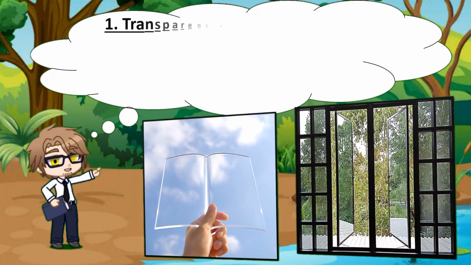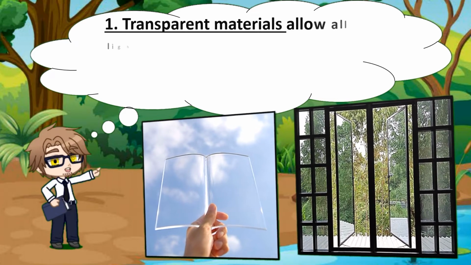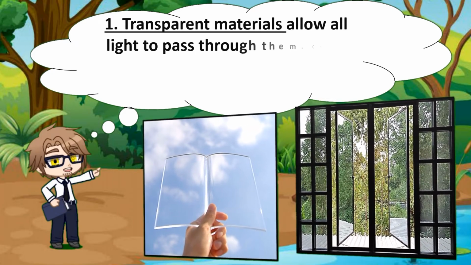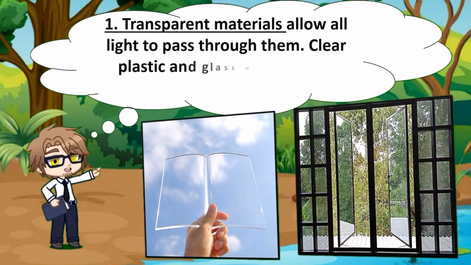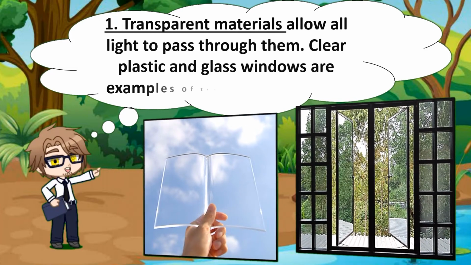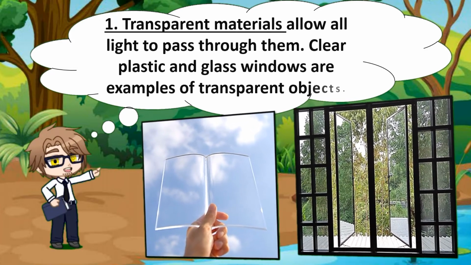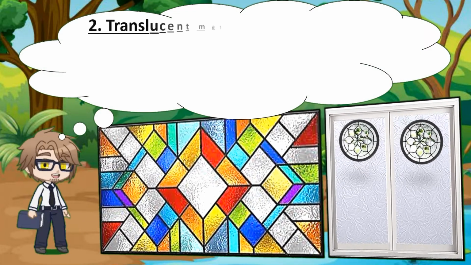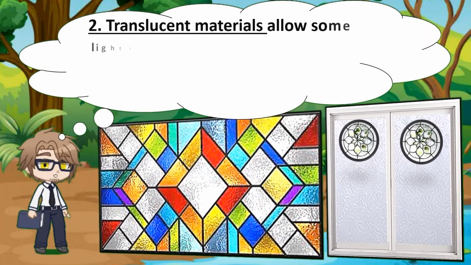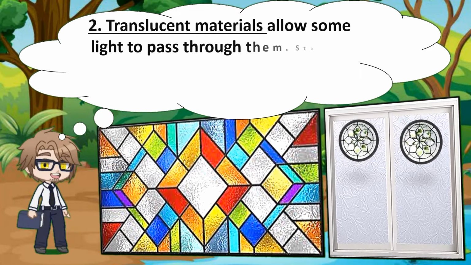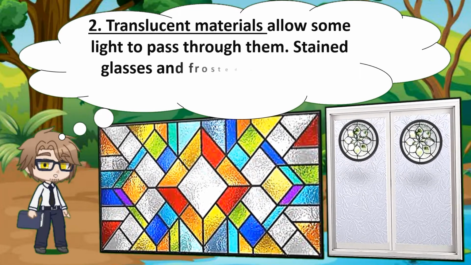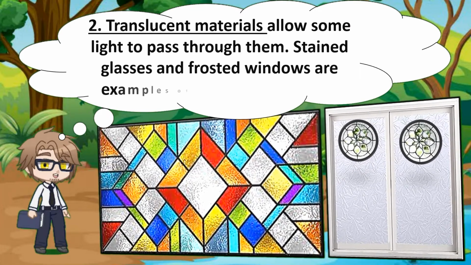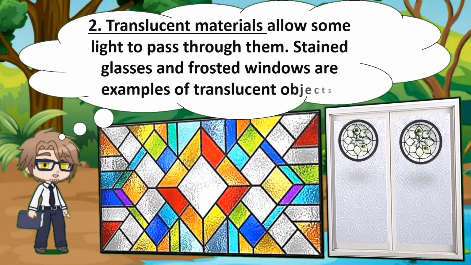1. Transparent materials allow all light to pass through them. Clear plastic and glass windows are examples of transparent objects. 2. Translucent materials allow some light to pass through them. Stained glasses and frosted windows are examples of translucent objects.